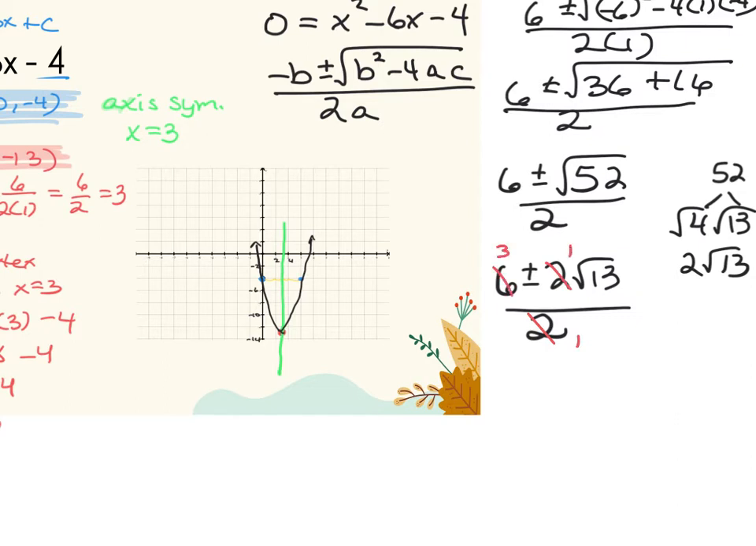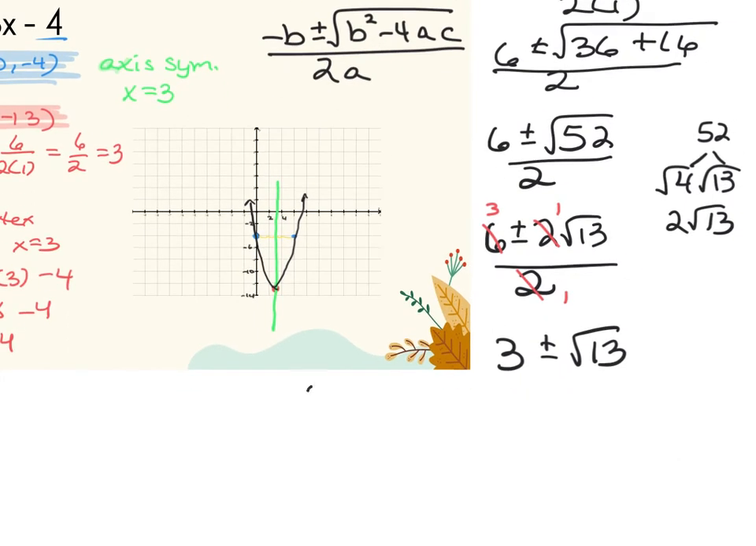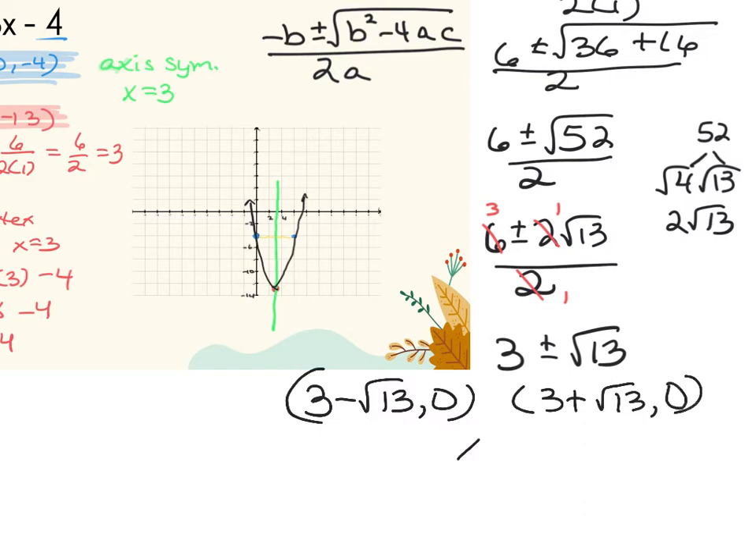So the x-intercepts are going to occur at 3 plus square root 13 and 3 minus square root 13. Listed as coordinates: 3 minus the square root of 13, comma 0, and 3 plus the square root of 13, comma 0. These are your x-intercepts. Let's see how well we did.